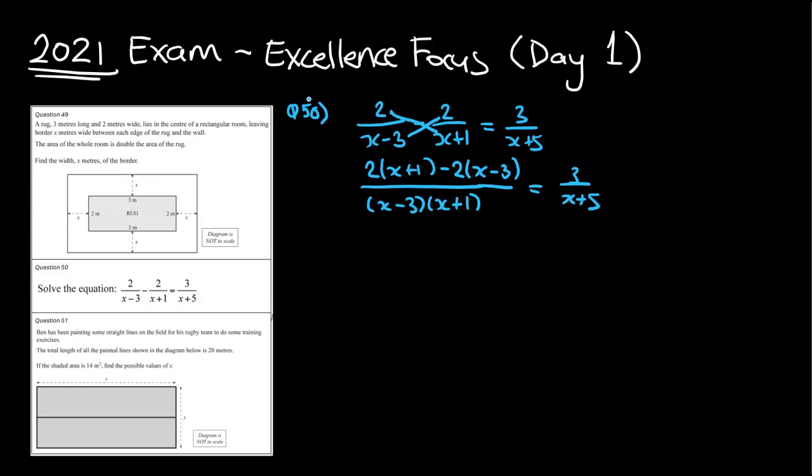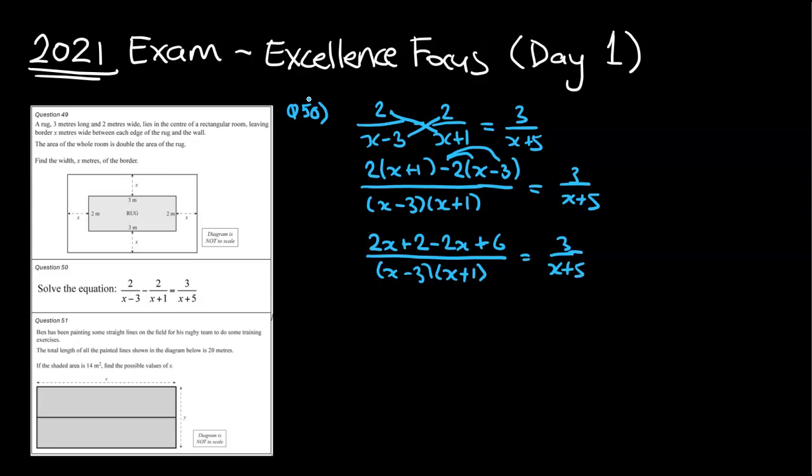So let's simplify the numerator of the left-hand side, this messy stuff, expanding all those brackets. We've got 2x plus 2. And don't forget, this is minus 2 times x. That's going to be negative 2x. And then minus 2 times negative 3, positive 6. All of that is over my brackets, x minus 3, x plus 1, which is equal to 3 over 5 plus x.